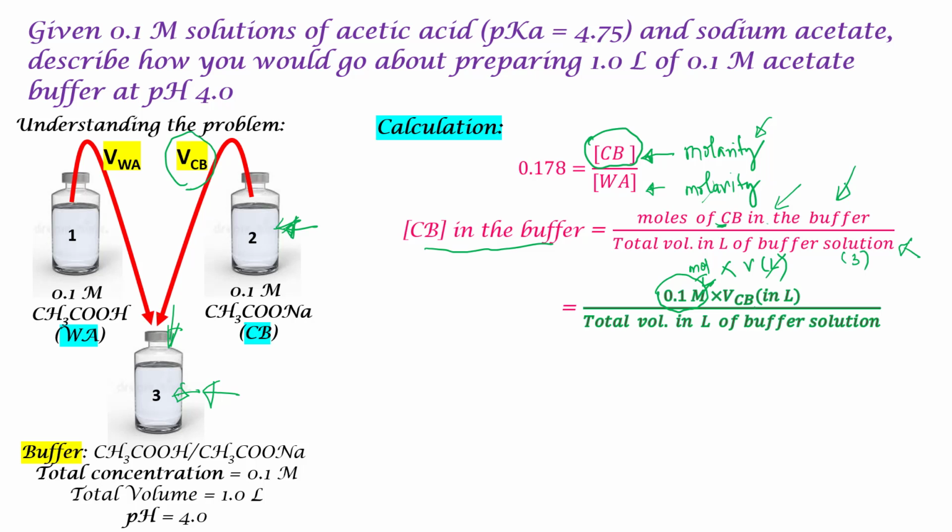So what I'm trying to say is that if you want to figure out the moles of the conjugate base in the buffer, you have to multiply this concentration over here, 0.1 molar, by the volume that you're taking out from that buffer in liters. So that's going to give you the moles. And then that many moles are going to end up in this bottle.